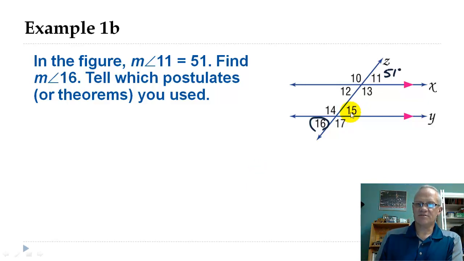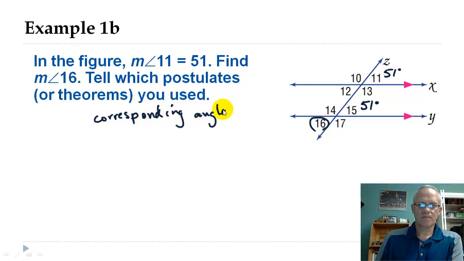Let's just start by saying, you know what? What we did in the last example is we said if angle 11 was 51, then angle 15 has to be 51, right? We knew that by corresponding angles. So we know that angle 11 is congruent to angle 15 because of the corresponding angles. Well, now how could we get to 15 and 16?